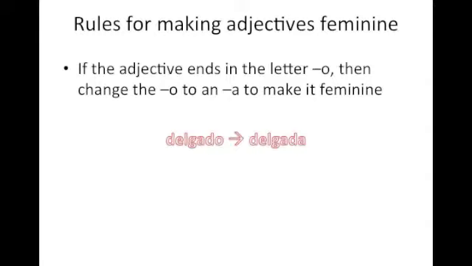Remember that all of the adjectives that we learned on our vocabulary list were already in their masculine forms. So we have to first learn to make adjectives feminine. If an adjective ends in the letter O, like the adjective delgado, then we need to change the O to an A to make it feminine. You simply exchange the letters.